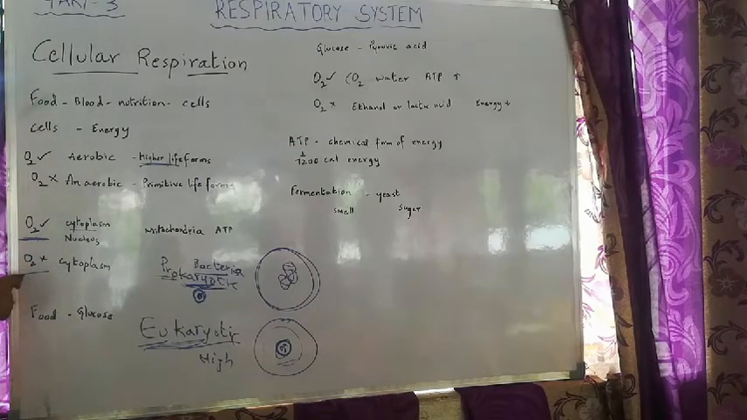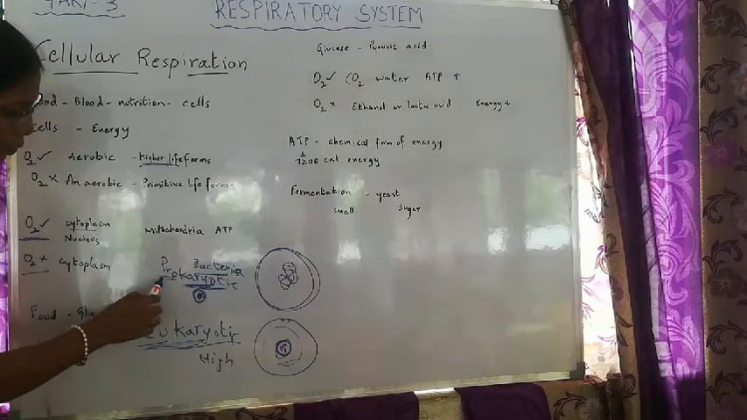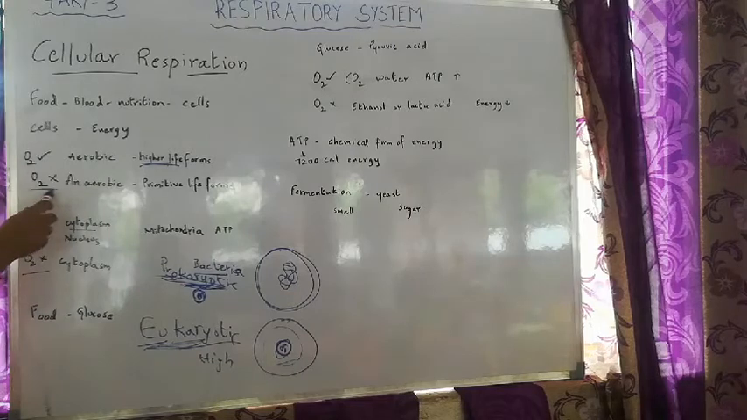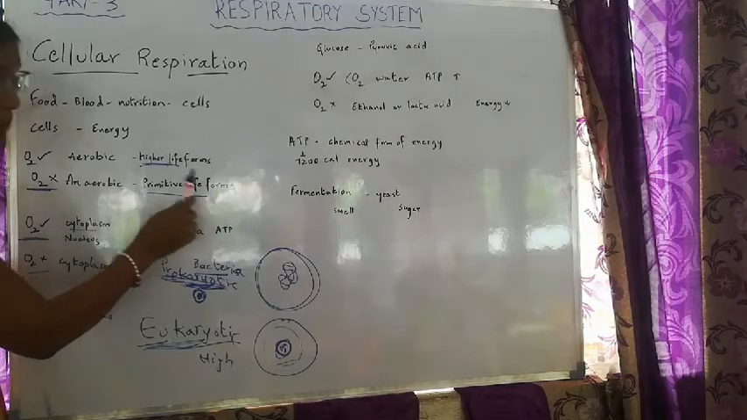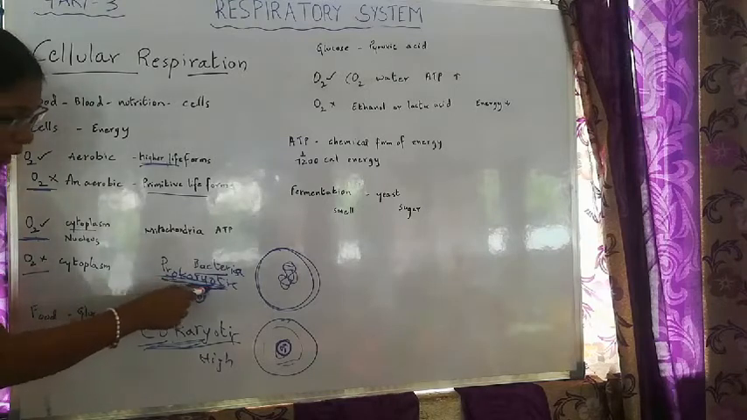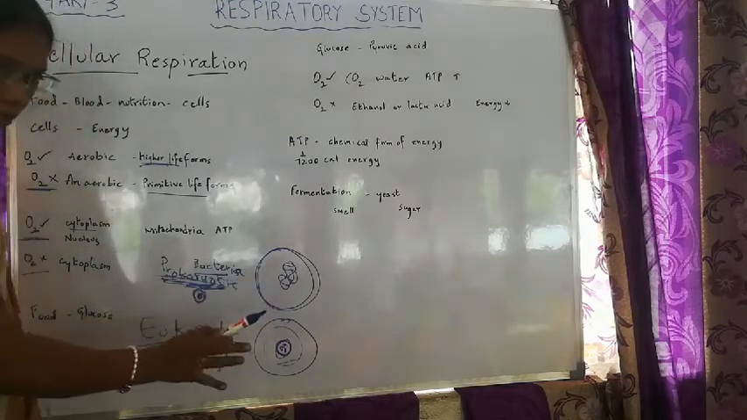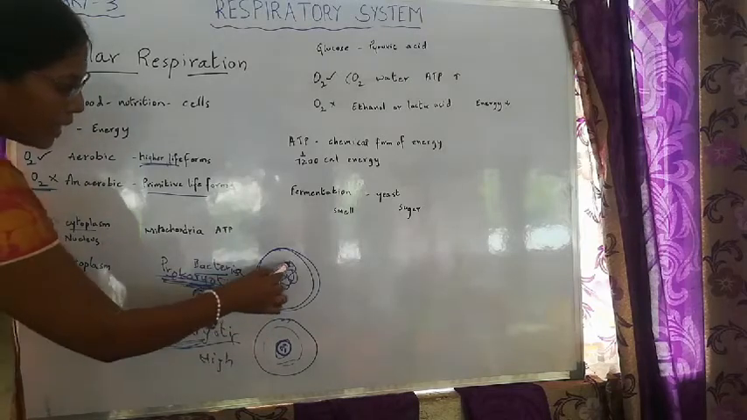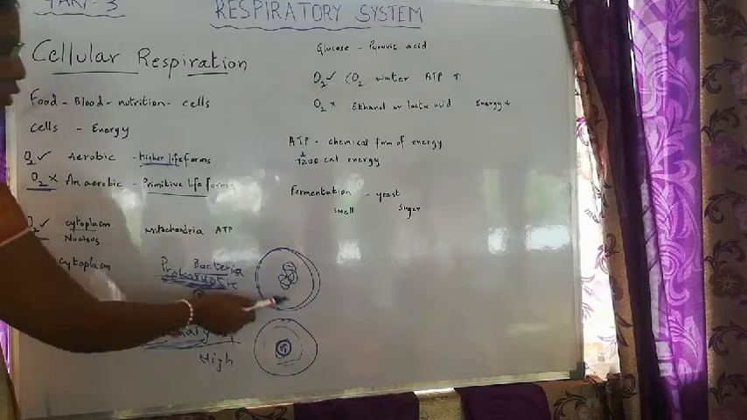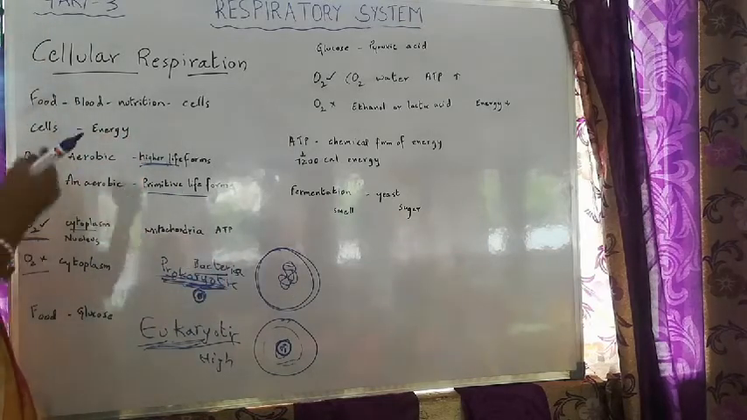Now, where is anaerobic respiration happening? What is there for a prokaryotic cell? Okay, first let me tell you. Anaerobic respiration is seen in primitive life forms. Primitive life forms means prokaryotes. So prokaryotes don't have a separate nucleus, but the genetic material is freely floating in the cytoplasm. Cytoplasm is a fluid-like, viscous structure.